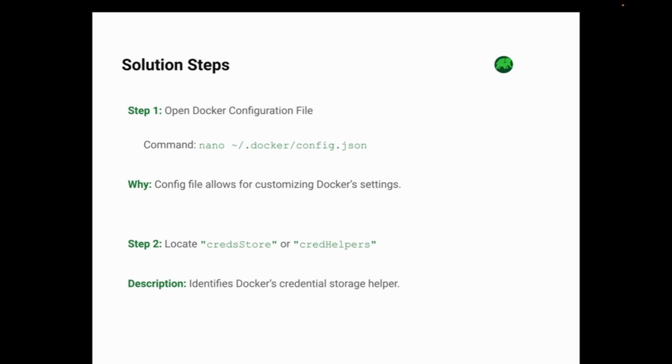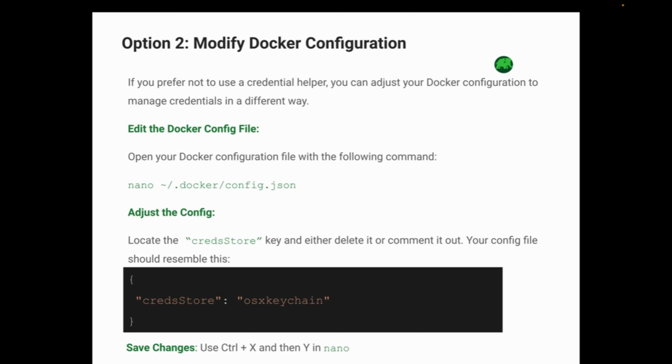Next, we need to locate the credsStore or credHelpers key in the file. These keys specify which credential helper Docker is using. If you see credsStore or credHelpers set to anything other than osxkeychain, that is likely the issue. To resolve the issue, let us configure Docker to use osxkeychain. Simply add or modify the configuration so that credsStore is set to osxkeychain. Once you've done that, save the changes. If you're using Nano, just press Ctrl X, then Y to confirm, and hit enter.